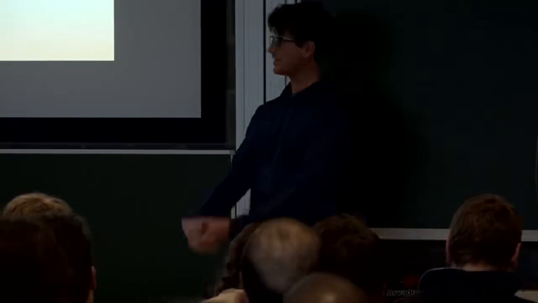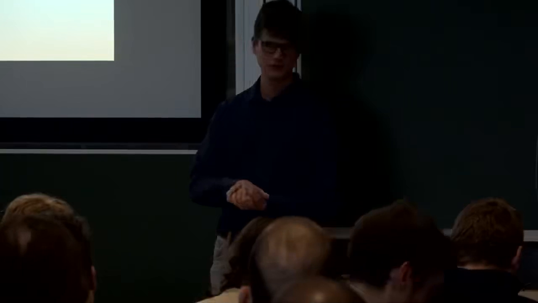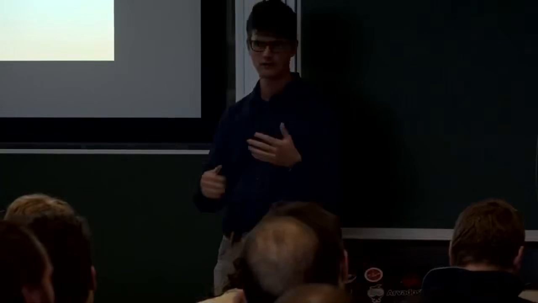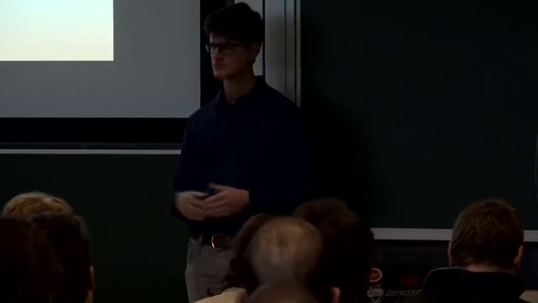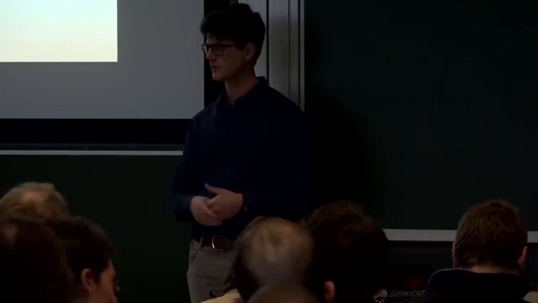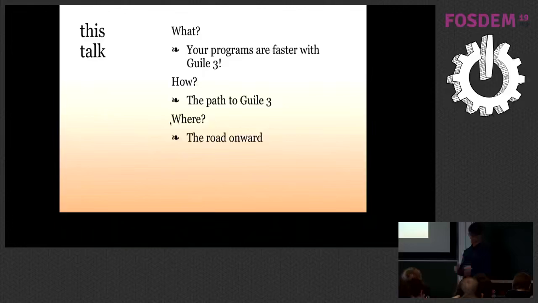All right. So this talk is going to be about Guile 3. It's an upcoming new major release in Guile. Right now we're at Guile 2.2. It's the next incremental step. It's essentially source compatible. Your programs will run in the same way, only faster. So then we're going to talk a little bit more about how we got there and where we're going next.